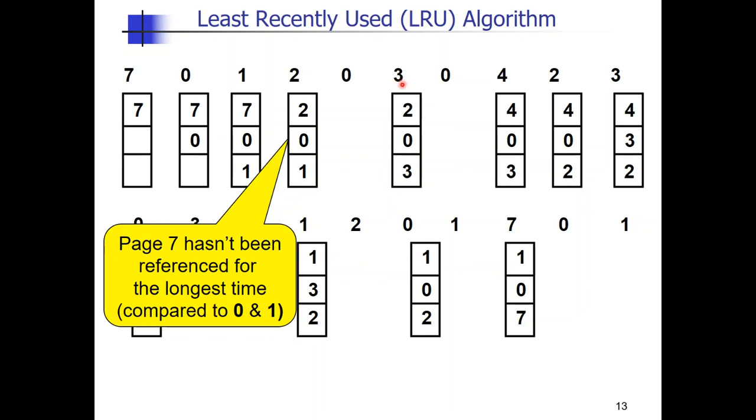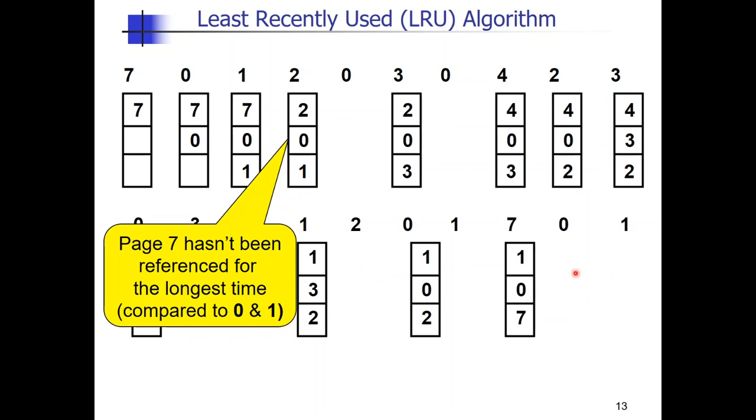And when we try to access page 3, we are going to have to replace either 1, 0, or 2. Well, we recently accessed 2, so we don't throw that out. We recently accessed 0 right here, so we don't throw that out. So we have to throw out the last one, which is 1, which hasn't been referenced for the longest time. So we throw out 1 and bring in 3. And we follow that for the entire sequence of 20 references.